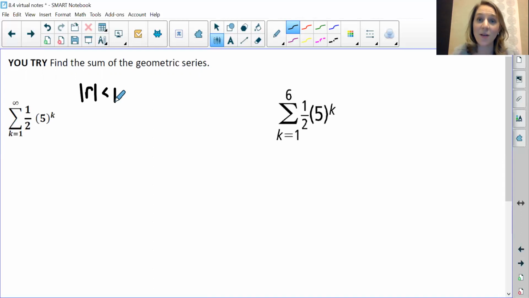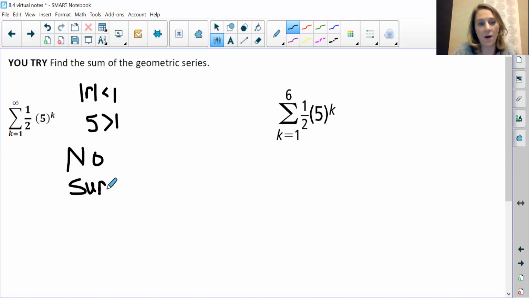So for all of these problems, if you just jump into the formulas, it's not going to work out for you. You have to do the check. Is it infinite? Yes. Is it geometric? Yes. But is this rate less than 1? Nope. 5 is not. It's greater than 1. So we'd say no sum. It didn't work for our criteria. It didn't fit our criteria to use the sum for an infinite series, so we can't do that one.